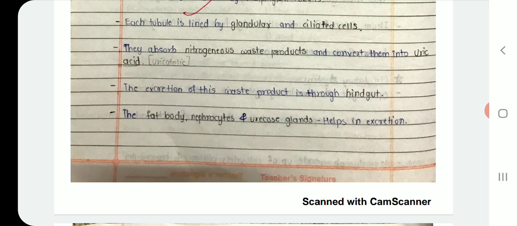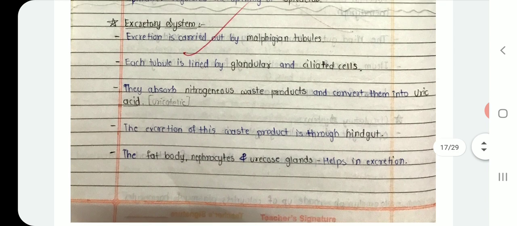So the nitrogenous waste is converted into uric acid, right? Now the excretion of this waste product is through the hindgut. As the Malpighian tubules are present in between the midgut and the hindgut, whatever waste products are gathered from the Malpighian tubules are all passed to the hindgut, right? The fat body, nephrocytes, and uricose glands help in excretion. So these are the three things which help in the excretory part.